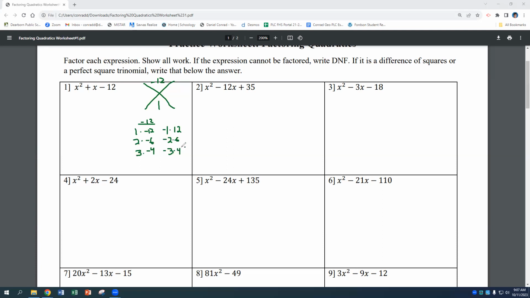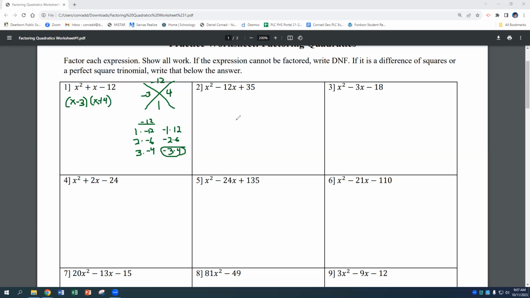Which one of them is going to add up to +1? That's going to be -3 and 4. So my factors here are going to be x minus 3 and x plus 4.